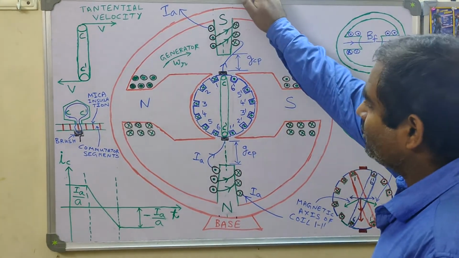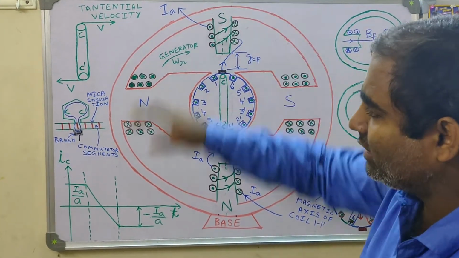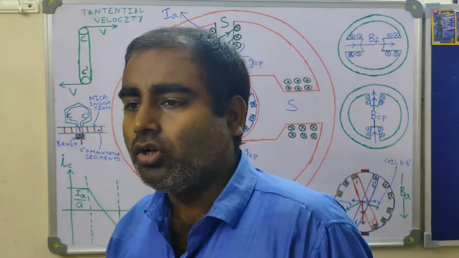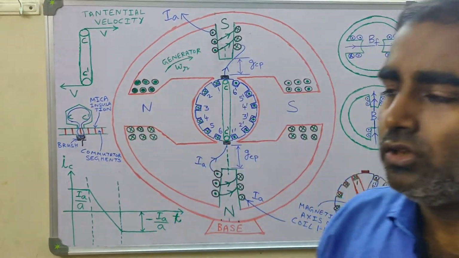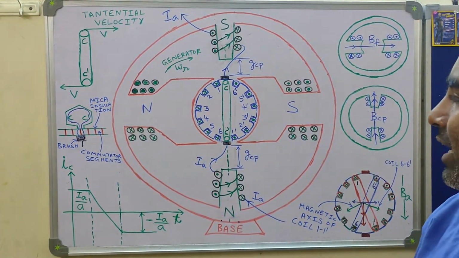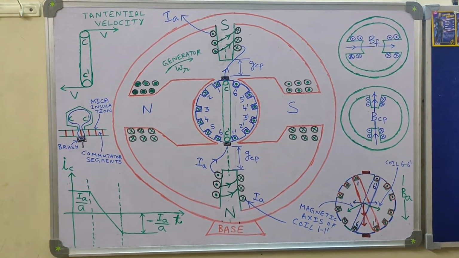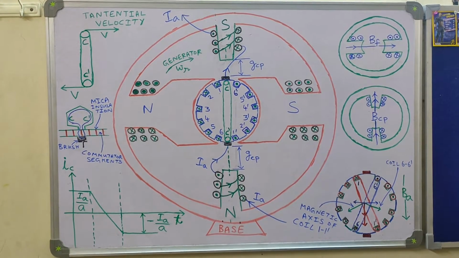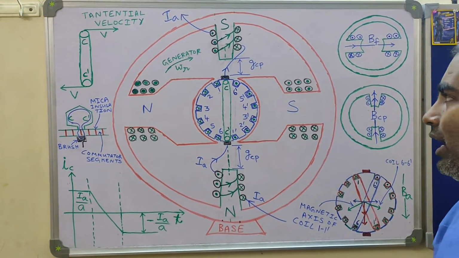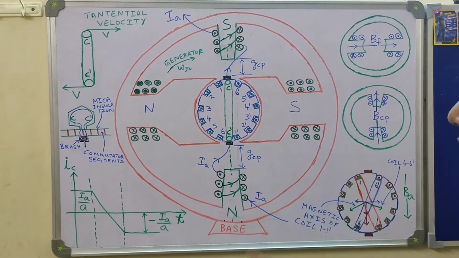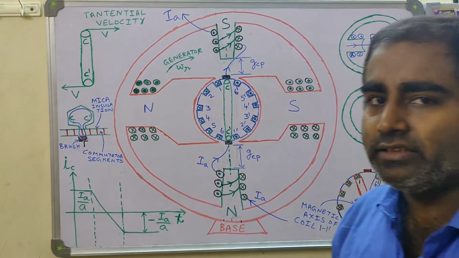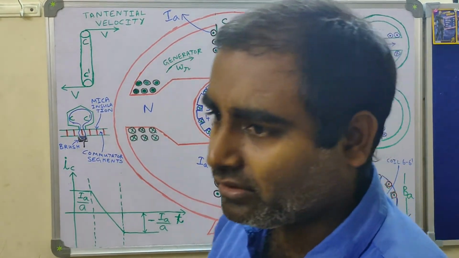Okay, now let us make some assumption. A DC machine can operate either as a generator or as a motor. So we have to take some mode of operation so that we can further our analysis. I am assuming that the DC machine is operating as a generator, so I am assuming generating mode.